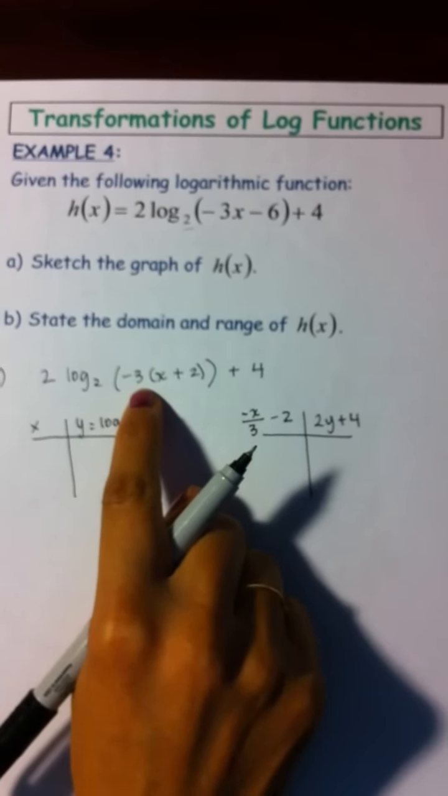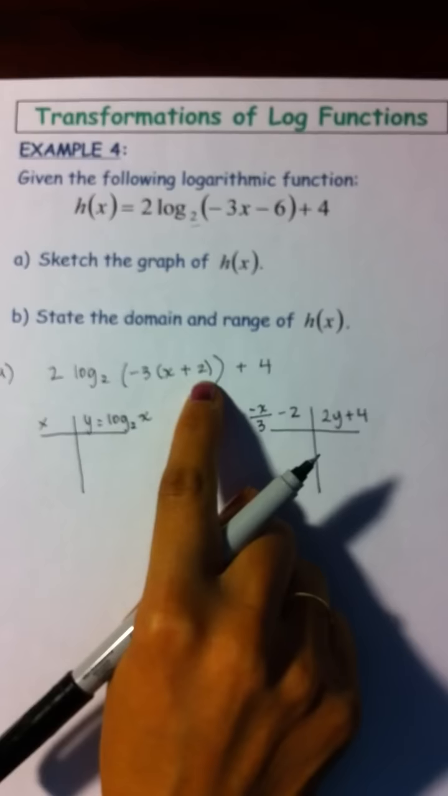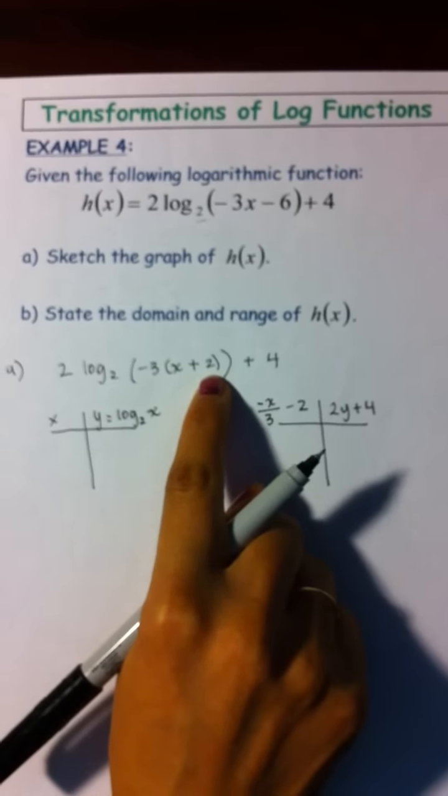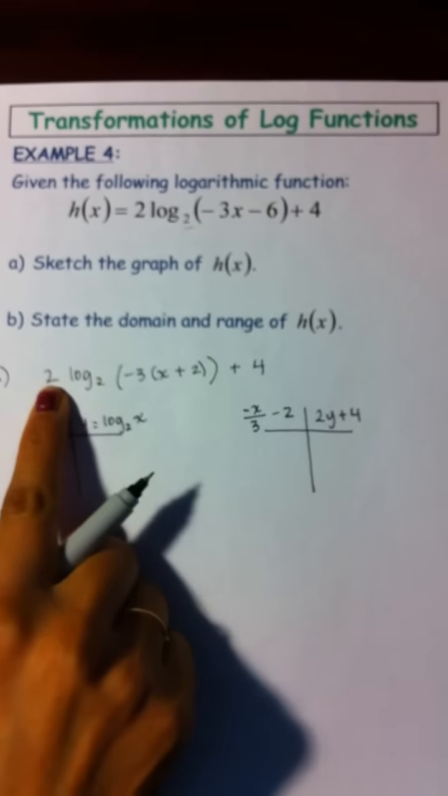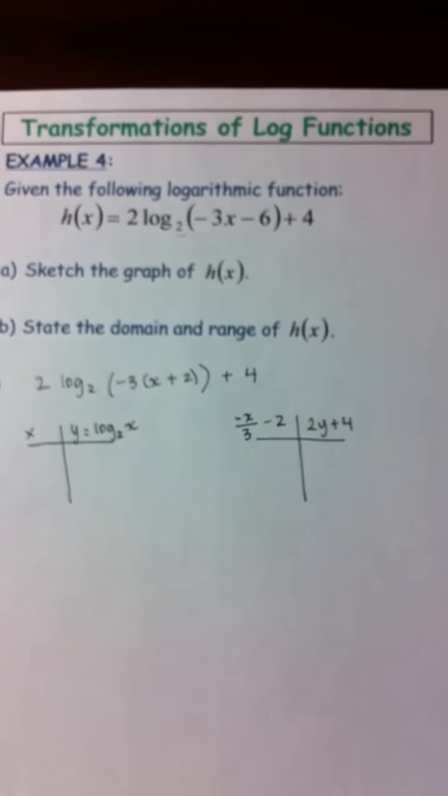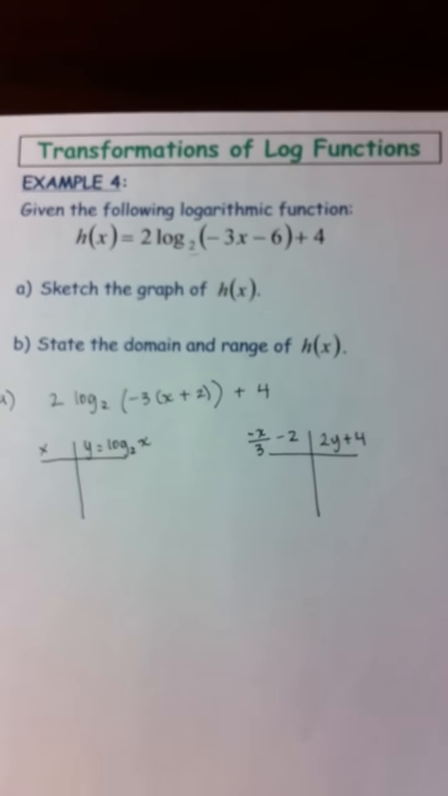This basically essentially says that I have a reflection in the y-axis. There is going to be a horizontal compression by a factor of 3, and there's going to be a horizontal shift 2 units towards the left-hand side. And just carrying that on, I have a vertical stretch by a factor of 2, as well as a vertical shift 4 units upward.